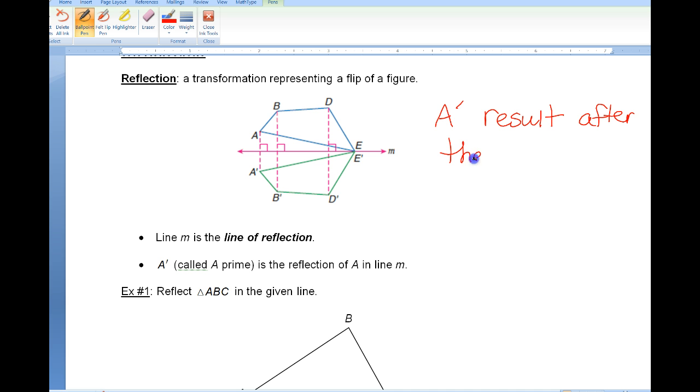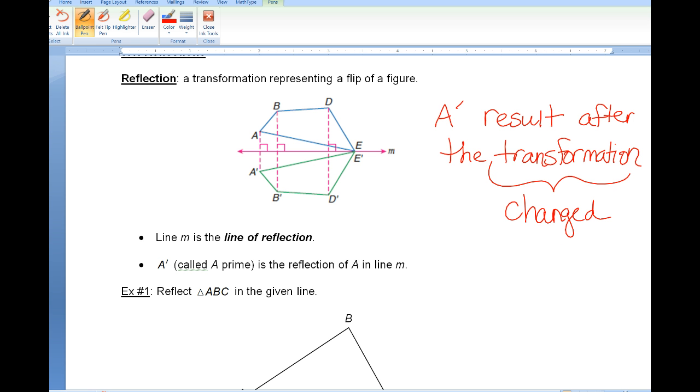Whenever we see A prime, this is the result after the transformation. What does transformation mean? Just think about it in general. Something that's transforming, something that changes into something else. So when we take a shape and change it in some way, we can flip it around, we can rotate it, we can make it larger or smaller.